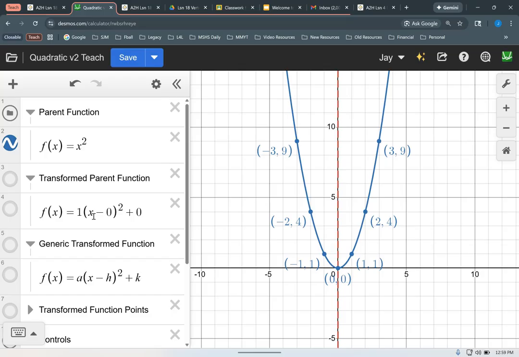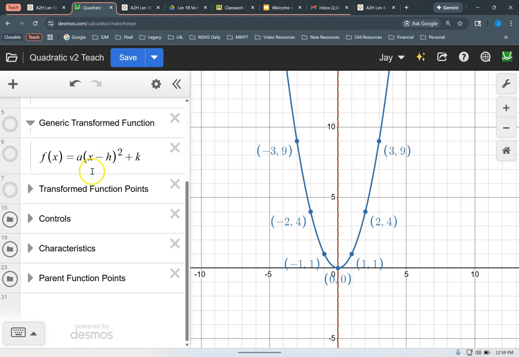Still +9. Right? It works, right? Okay, but here's what we're going to start doing. Watch this. We are going to take our generic transformed equation. I'm going to turn it on here now so you can see it in orange.